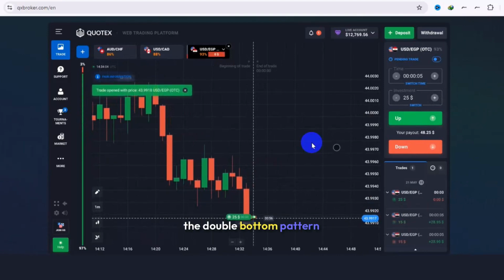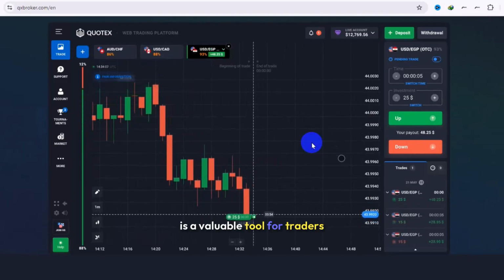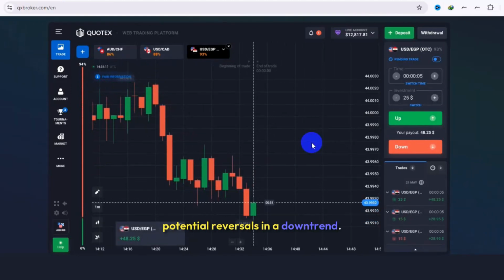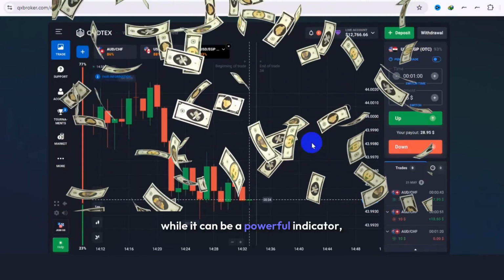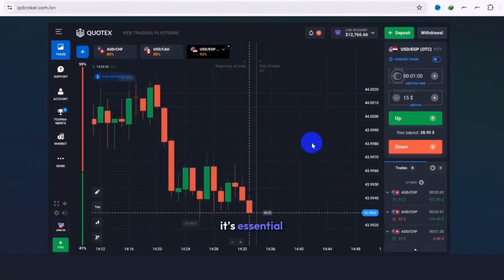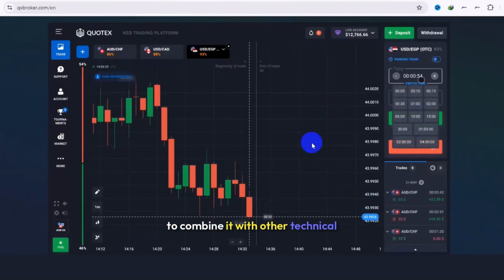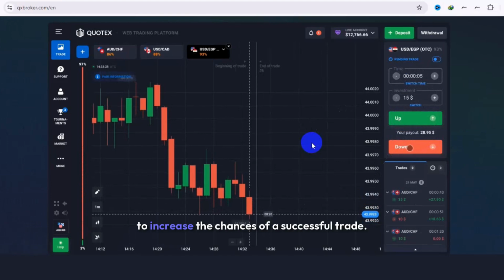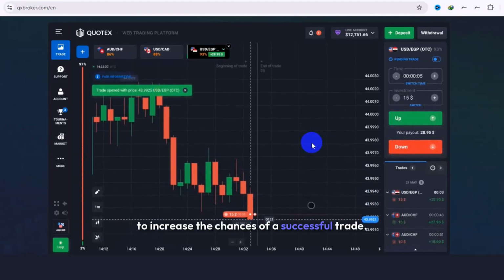The double bottom pattern is a valuable tool for traders looking to identify potential reversals in a downtrend. While it can be a powerful indicator, it's essential to combine it with other technical analysis tools and sound risk management practices to increase the chances of a successful trade.